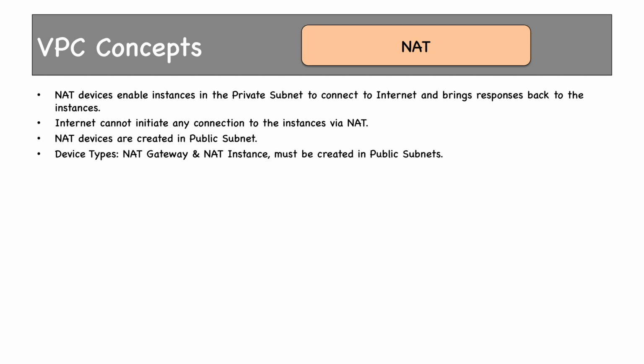NAT devices are created in public subnet only so that they have connectivity with internet gateway. Otherwise, NAT devices also cannot talk to the internet without the help of internet gateway. There are two types of NAT devices, NAT gateway and NAT instance, and both of them must be created in public subnets.